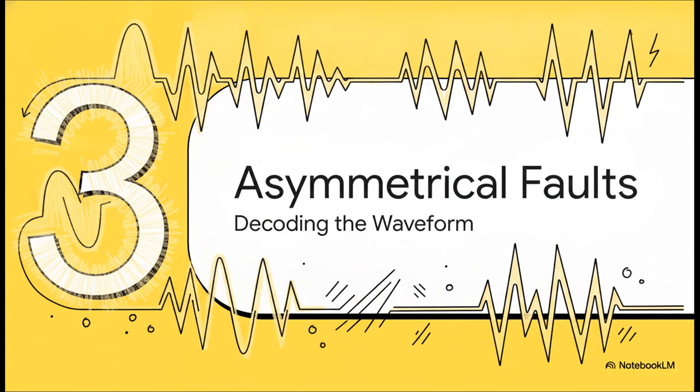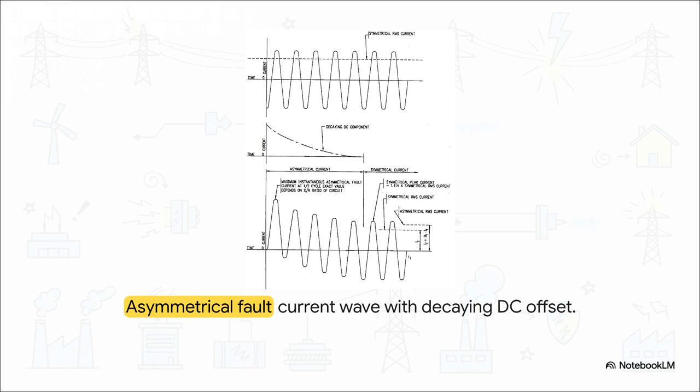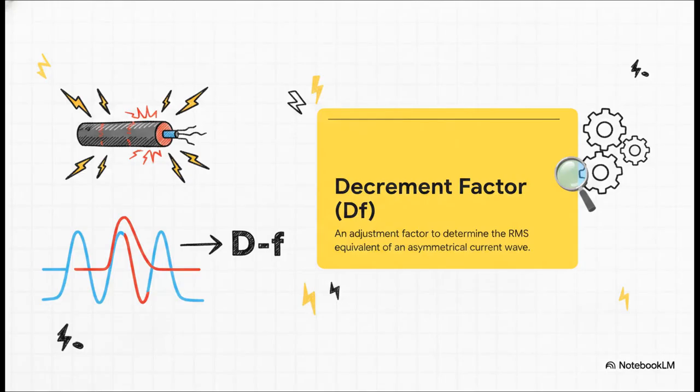Part 3. Decoding asymmetrical fault currents. Now, real-world faults are almost never perfect sine waves. When we break down an actual fault waveform, we see two distinct parts. There's the ideal symmetrical alternating current, and then there's a rapidly decaying unidirectional DC offset. Add those two together, and you get the massive, lopsided, asymmetrical fault current that totally dominates the first few dangerous cycles of a fault. Because that initial DC offset causes absolutely massive mechanical forces and heating, we use a decrement factor, or Df, to find the true RMS equivalent of that wave.